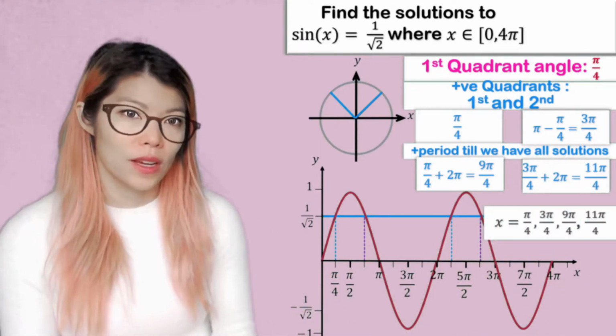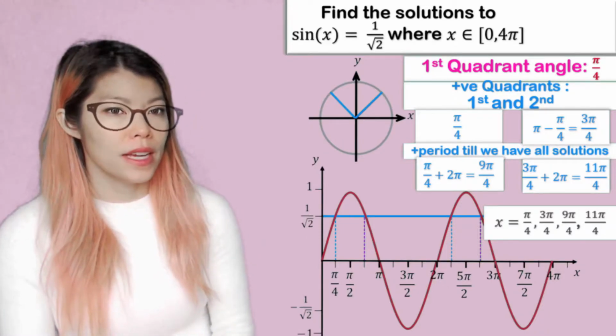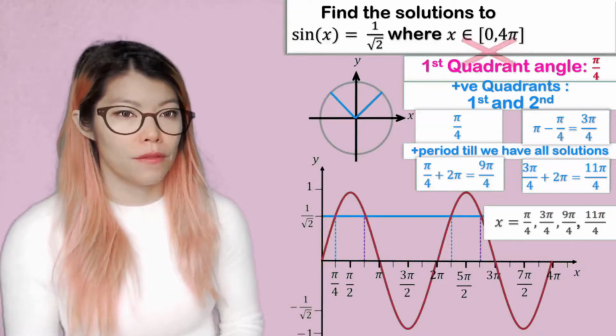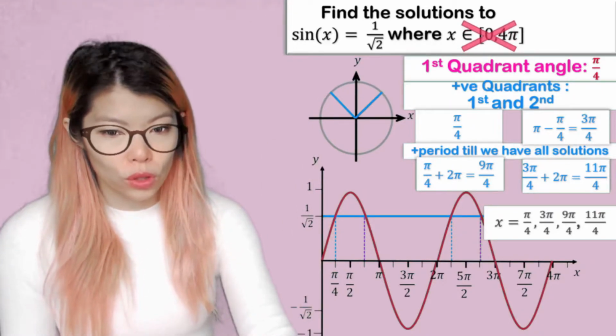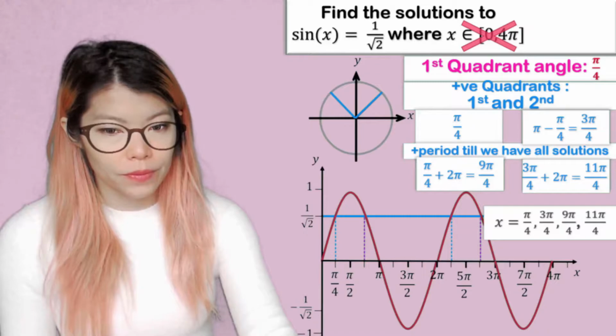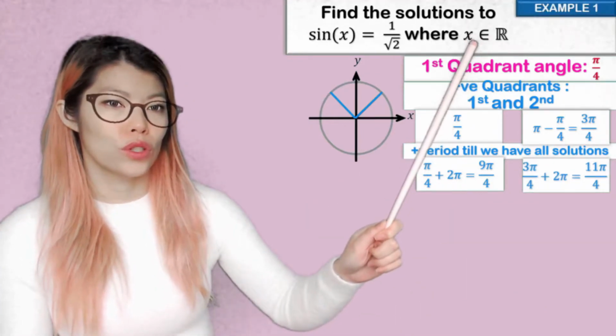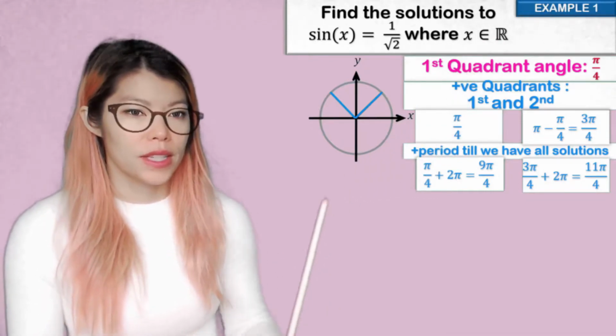Today we're going to ask the question, what happens if instead of the domain being between 0 and 4 pi, we want all solutions? So how do we do that? How do we get all solutions, or in other words, R? So let's have a look at that.